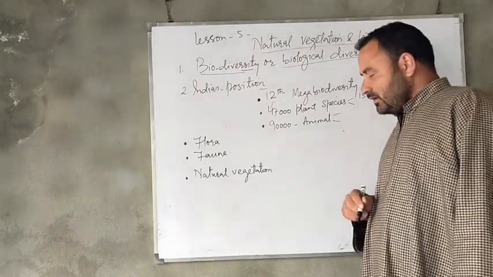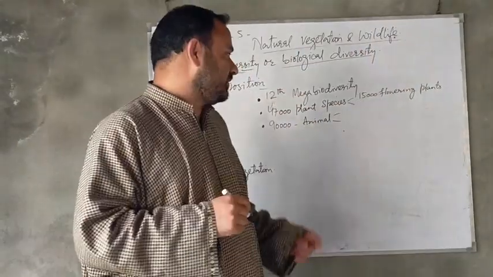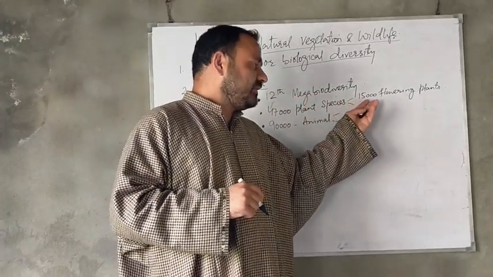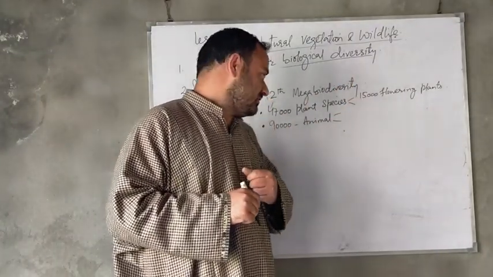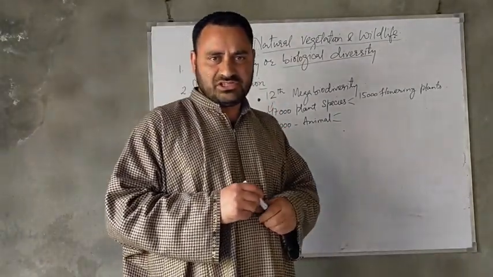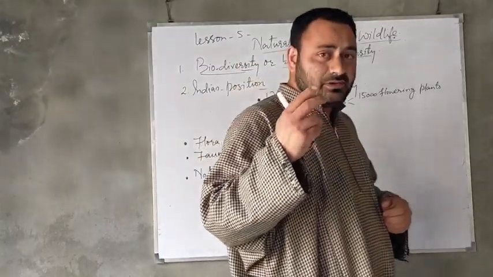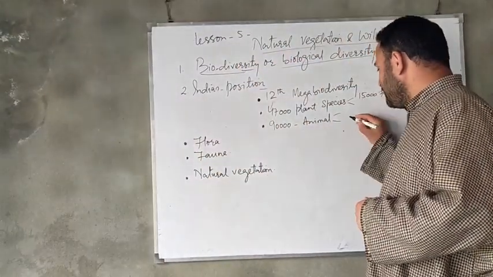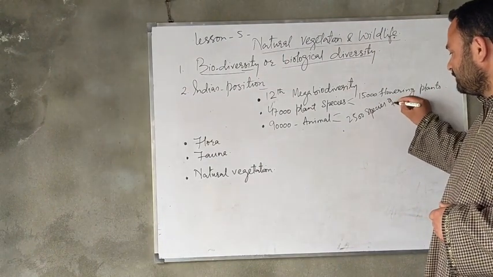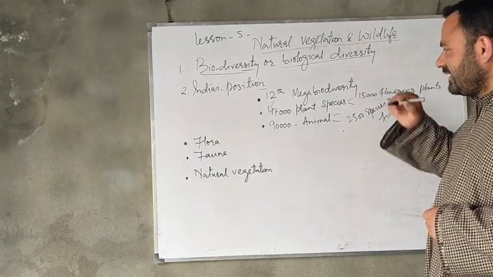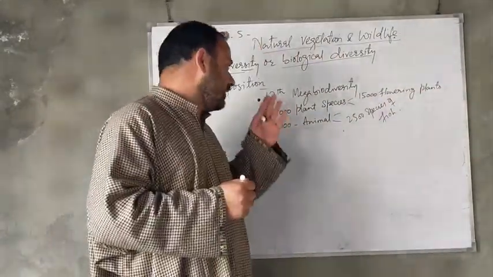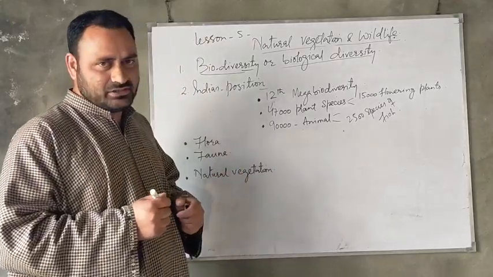It has more than 47,000 plant species. And from these plant species, there are 15,000 only flowering plants. There are more than 90,000 animal species in India. And there are about 2,500 species of fish alone. So these facts clearly indicate that India has a rich biodiversity.